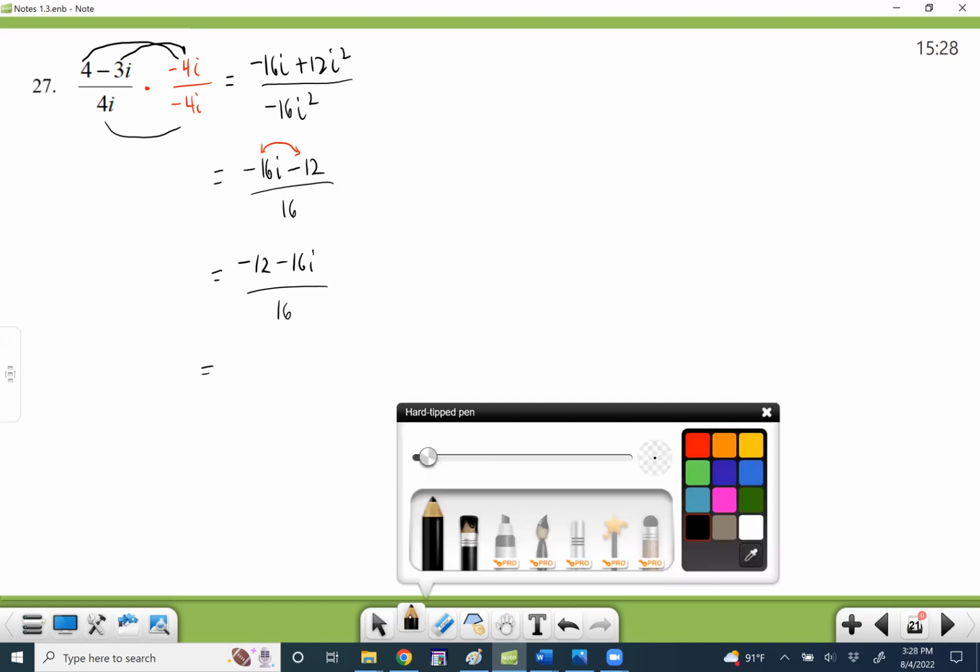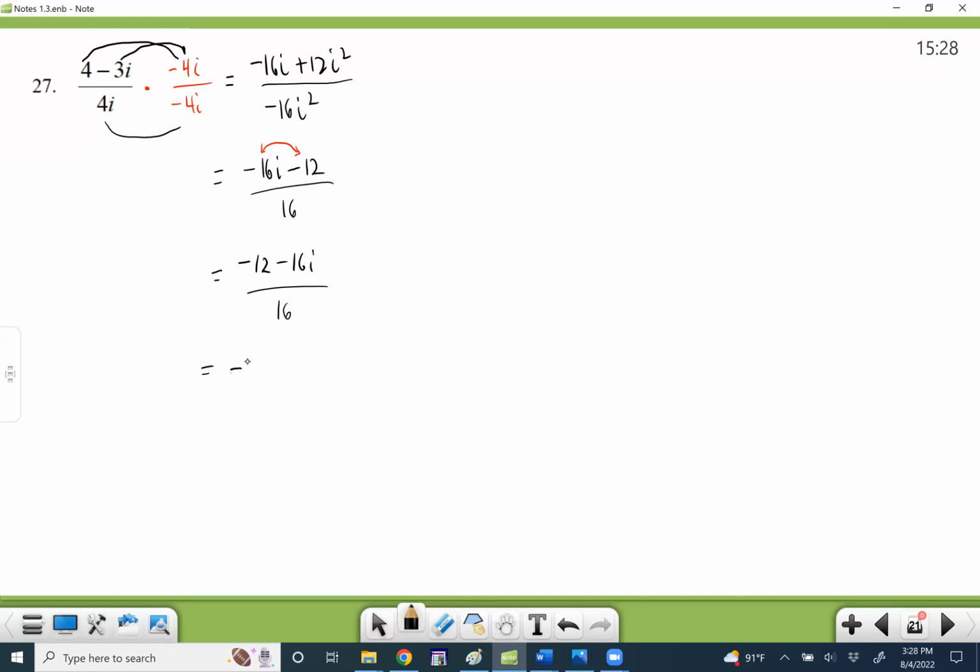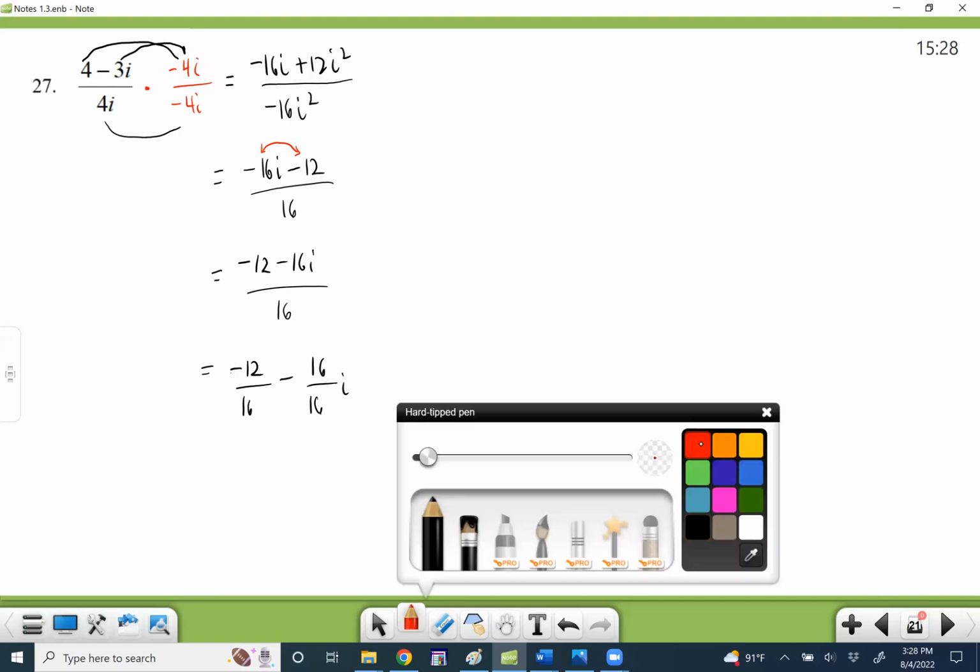Actually, 4 goes into all those, huh? You know what? I'm going to split it this time just to show you a different way. I think on this one it works better. So you can split it and divide later. You don't always have to do the dividing before. Let me show you that in case on a certain problem that works better.